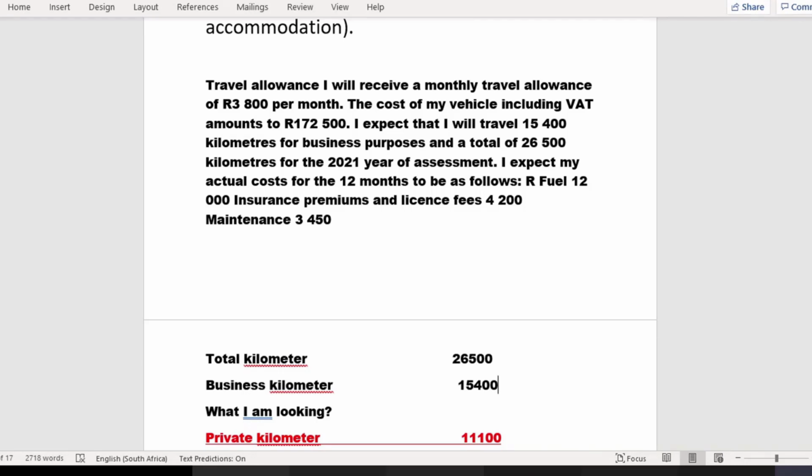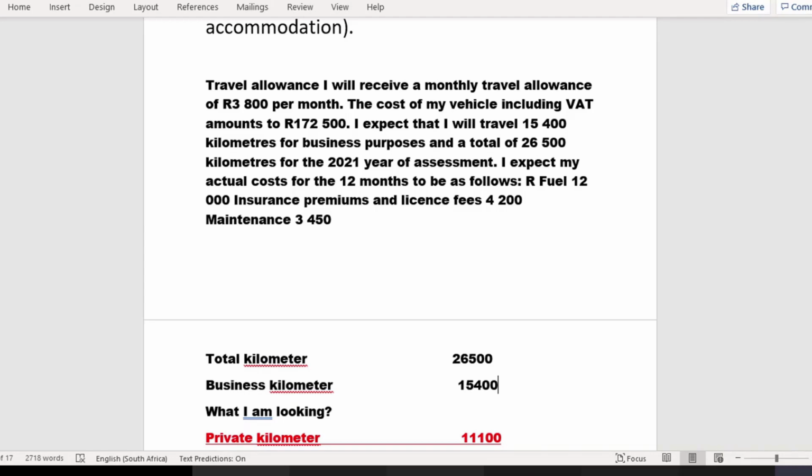Let's explain this part. The business kilometers is 15,400, and we have the total kilometers of 26,500 kilometers. But what we don't have here is the private kilometers. We have to look for that.